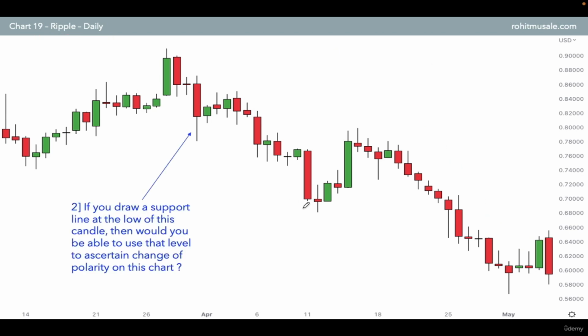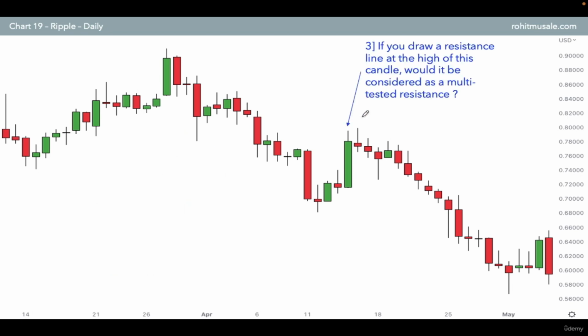Number 2, if you draw a support line at the low of this candle, would you be able to use that level to ascertain change of polarity on this chart? So if you draw a line here, a support line, that's what I'm talking about here. Number 3, if you draw a resistance line at the high of this candle, would it be considered a multi-tested resistance? So if I draw a line here, this line.